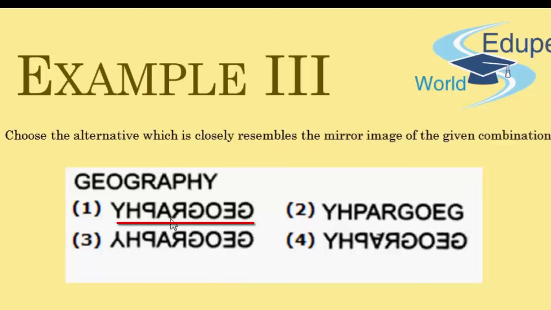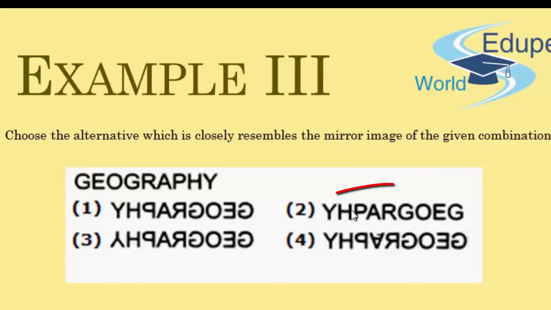So A is a symmetrical letter. P has been inverted. H and Y stay the same. Of course, since they are symmetrical, there will be no difference if you flip them about the y-axis. So option 1 satisfies all my conditions and it should be the correct answer choice.